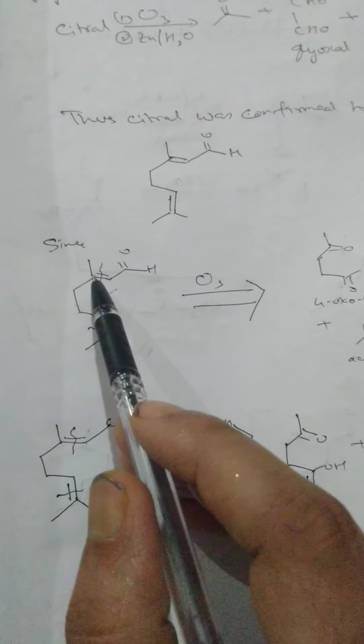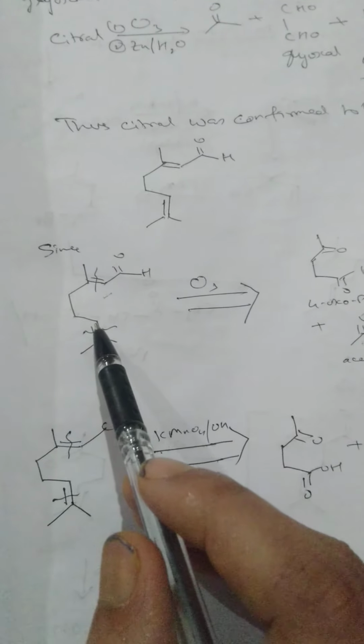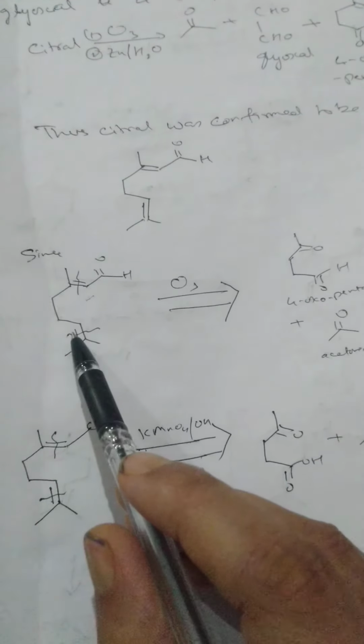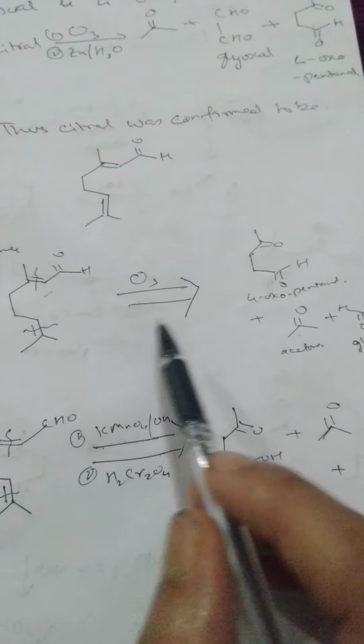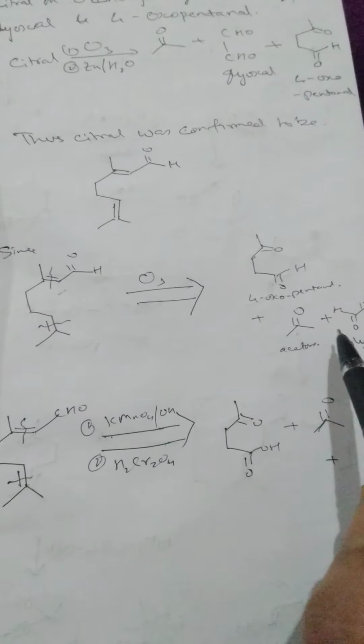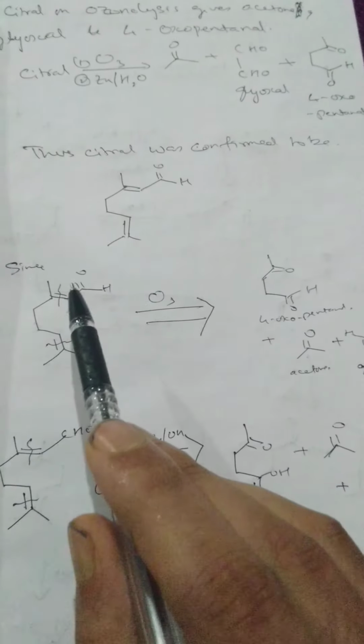Here what should happen? You get a C double bond O, a ketone, and here also it breaks and should become C double bond O, H. So you got this C double bond O, then you came here and got C double bond OH, and you get acetone. Okay, so all these three structures matched. So they know the citral is this molecule for sure.